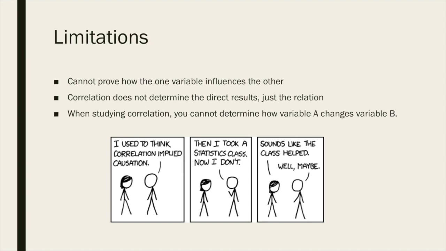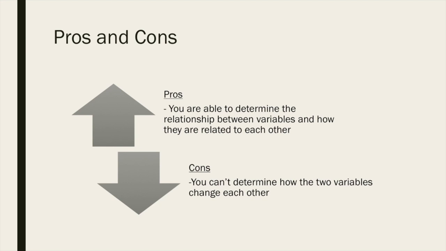Correlation does not determine the direct results, just the relationship between them. And when studying correlation, you can't determine how variable A changes variable B. Some pros would be that you are able to determine the relationship between both variables, and the con would be that you can't determine how the 2 variables will change each other.